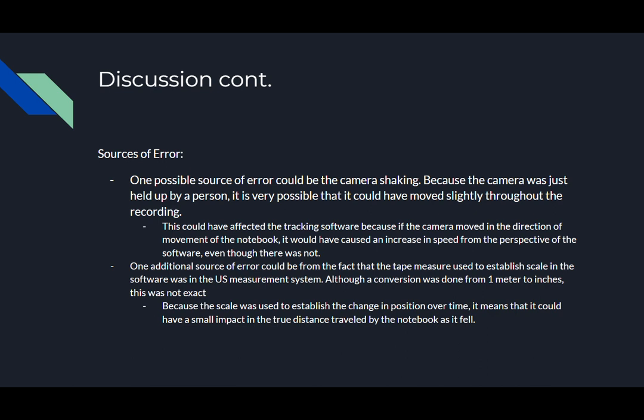One additional source of error could be the fact that the tape measure used to establish scale in the software was in the US measurement system. Although conversion was done from 1 meter to inches, this was not exact. Because the scale was used to establish change of position over time, it could have a small impact on the true distance traveled by the notebook as it fell.